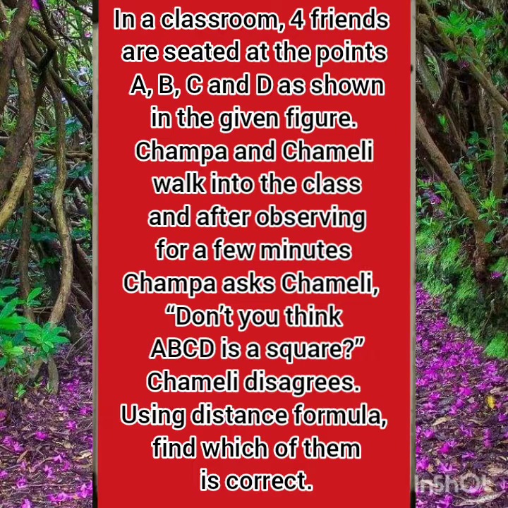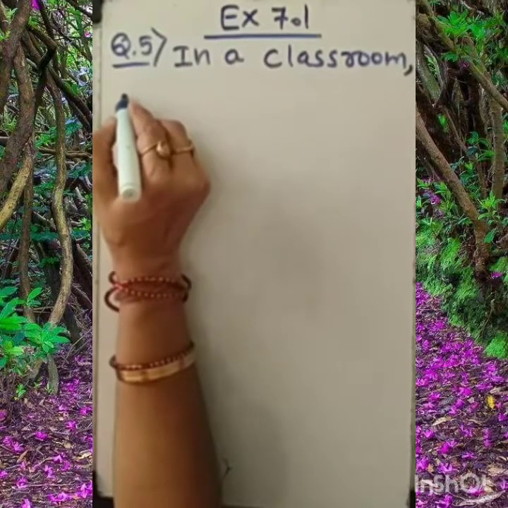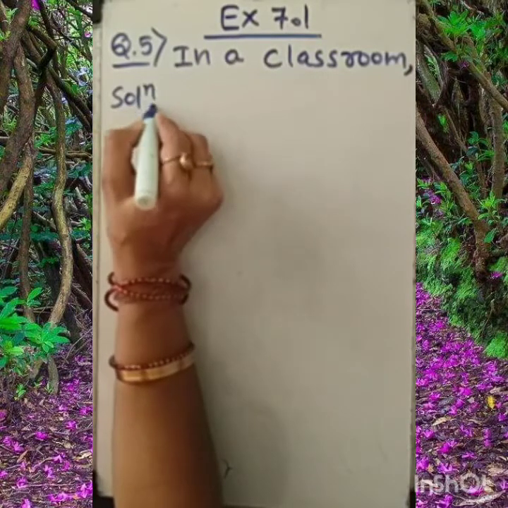Dear student, here four students are sitting at different places, and two of the girls, Champa and Chameli, have observed their classmates and are trying to form a quadrilateral, and in their discussion they are using the name square. These four students are considered the four coordinates of a Cartesian plane. So let's check, are they really forming a square? For that, I am starting the solution here. You can see it on your screen.